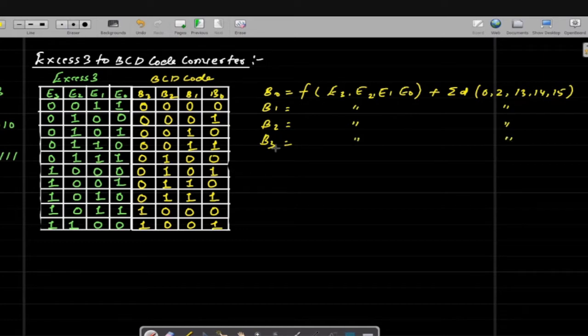Okay, and more specifically you can also write in terms of min-term representation that B0 will be a function of m, and your first one corresponds to what? If you write the decimal equivalent of this excess-3 number given over here, then this is 4, right?